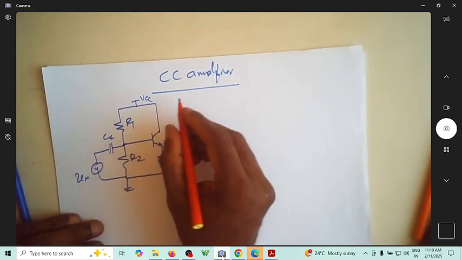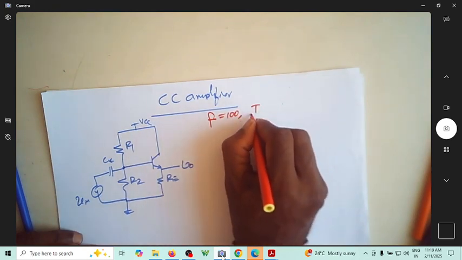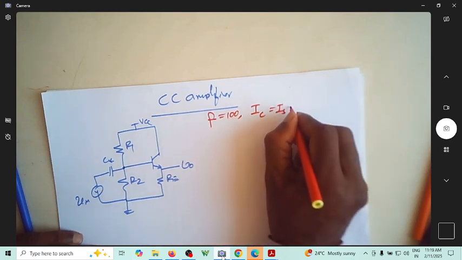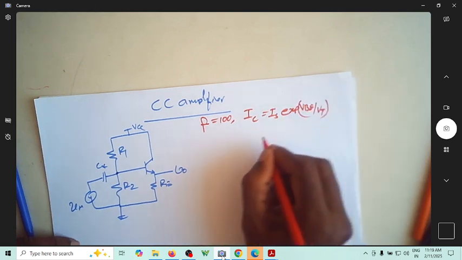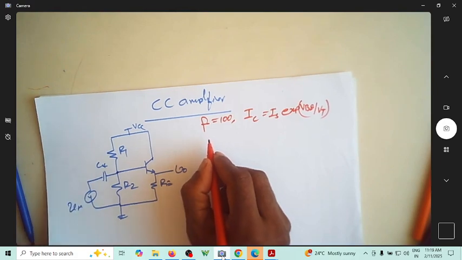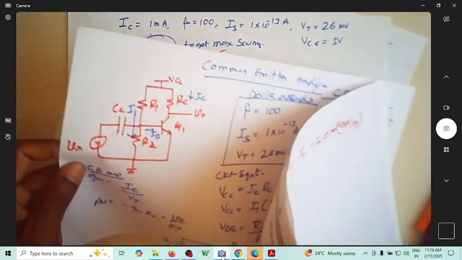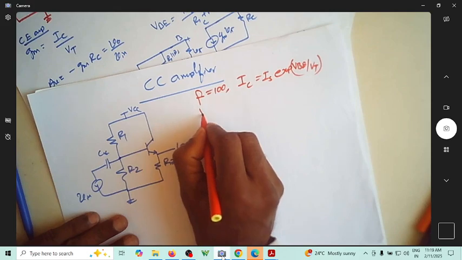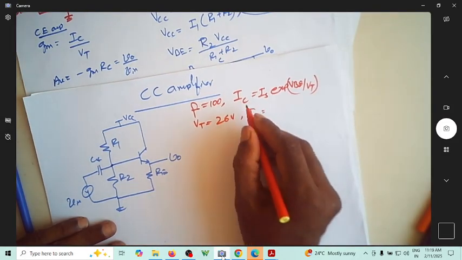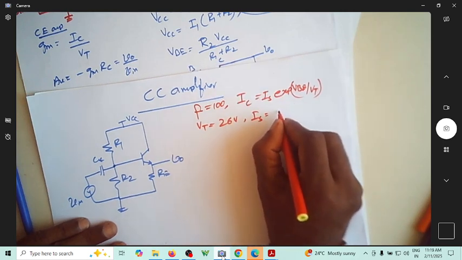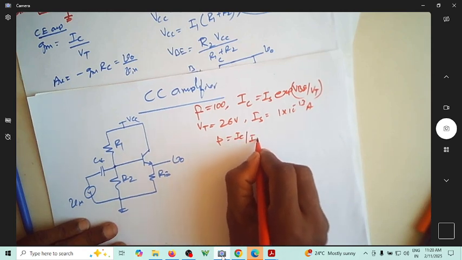Again, as we assumed for the CE amplifier, for the device you have beta is equal to 100, IC is equal to IS exponential VBE by VT, and then the parameters you have are thermal voltage VT is equal to 26 millivolts, and IS is equal to 1 into 10 power minus 13 ampere. The expression for beta is IC by IB.